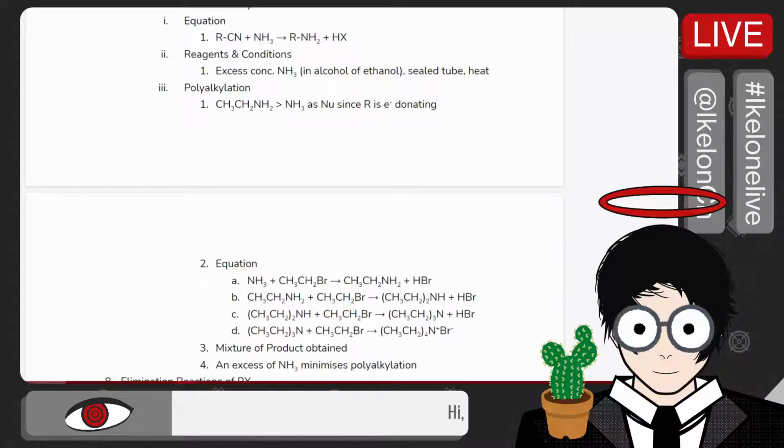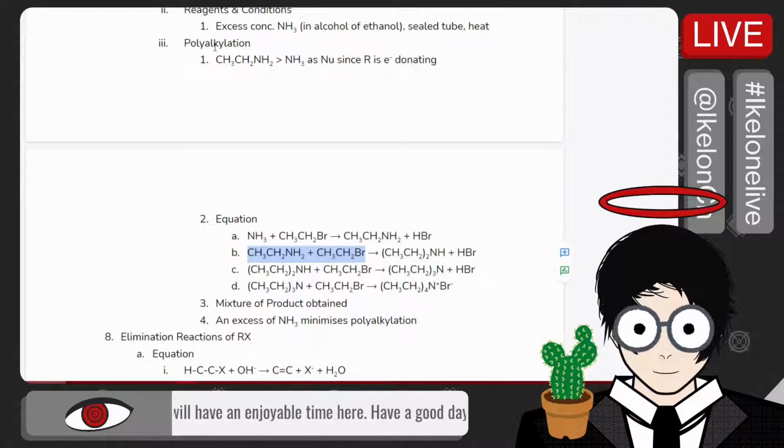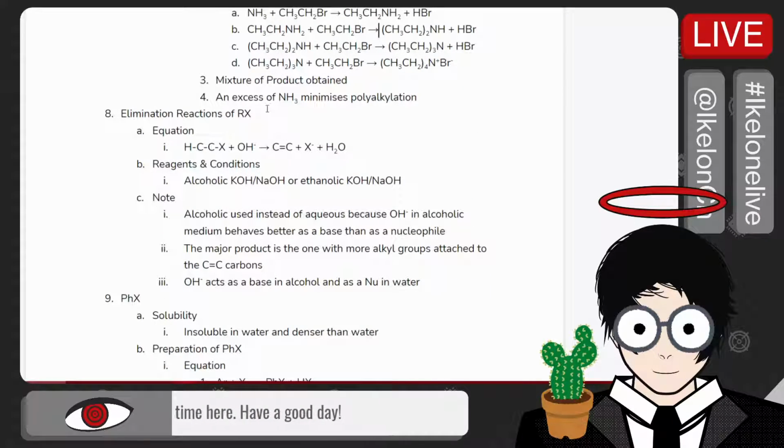So after you get this product, it will further react with the original halogen derivative to form this thing. So polyalkylation occurs, and in the end you'll get this product. Normally you get a mixture of all these 4 products. So what we will do is use an excess of NH3 to minimize this from happening, because we know that this is a better nucleophile than this. So if we add a lot of NH3, then it will rarely react with this, and our main product will be this. And of course, we have our elimination reactions.